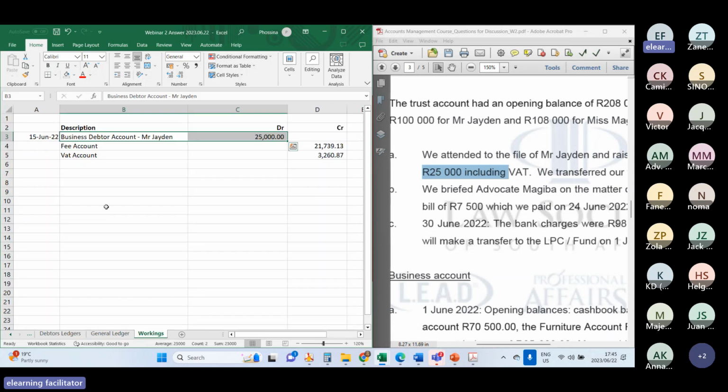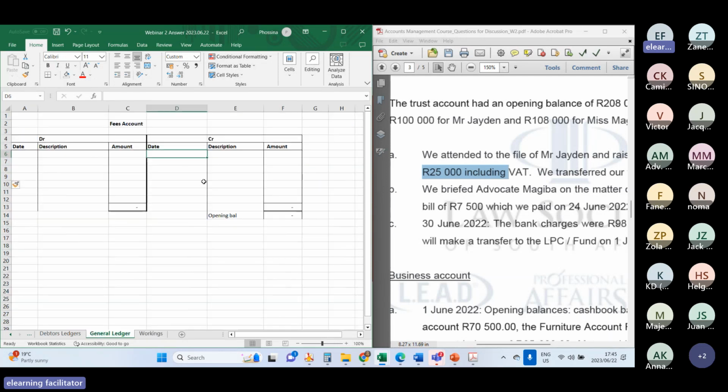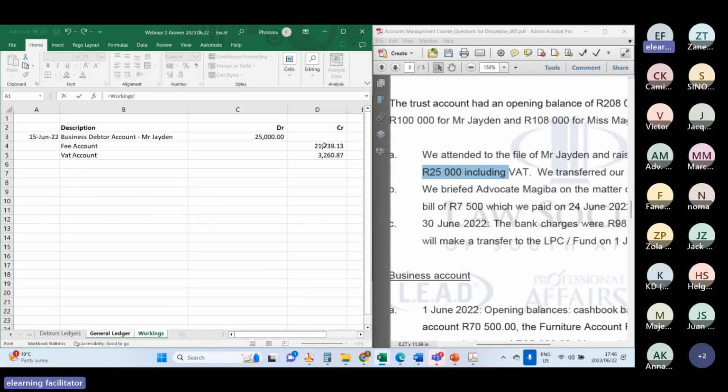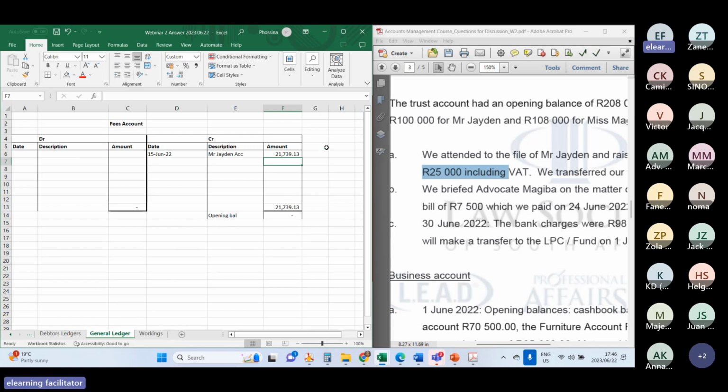So if we go back to our workings, you see our fee is on the credit side. So when we come to our account, we record 15 June 2022. And this particular fee is coming from our client, Mr. Jaden. So we link it to the account, so it will be our debtor, Mr. Jaden. This is a business transaction. And then we've calculated the amount, here is the amount. Okay, and then we pick up our amount.